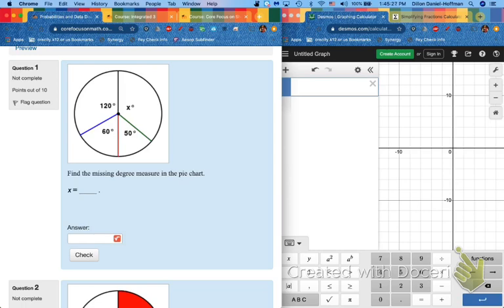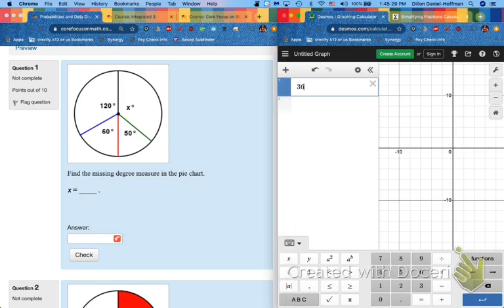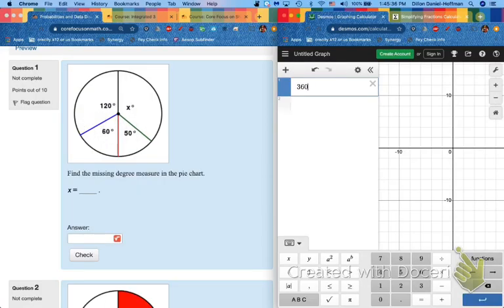So we're going to start with that. So in Desmos, type in 360. And we know if the whole thing has to add to that, then we're going to subtract all three numbers here. It's very important you do all three to get our fourth number.